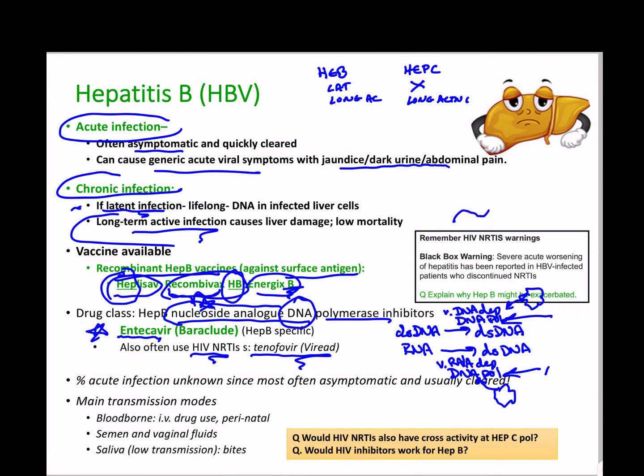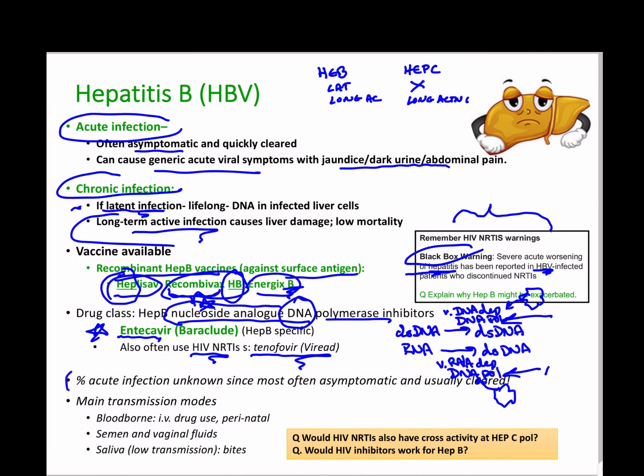So if you remember back in the HIV nucleoside reverse transcriptase inhibitors, we had a black box warning that if someone had HIV and HBV and then went off of their nucleoside reverse transcriptase inhibitor, they could have severe worsening of their hepatitis. And that was because those HIV nucleoside reverse transcriptase inhibitors did have some activity at keeping down the Hep B DNA Pol. So when you take away the HIV drug, then that drug is no longer there to keep down the Hep B virus, and so you might get a worsening.